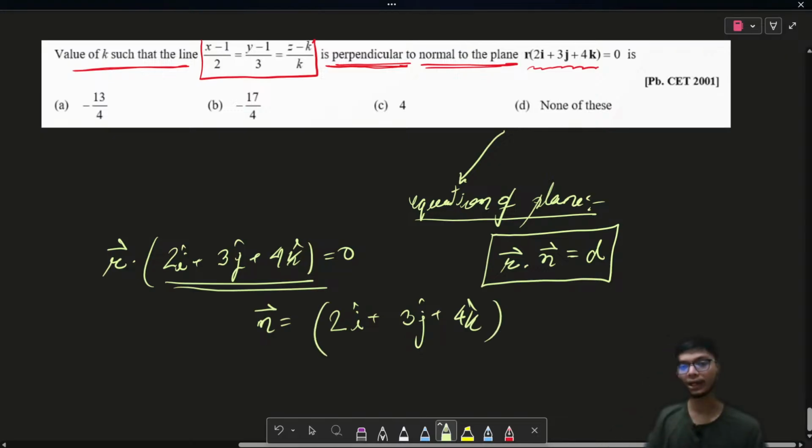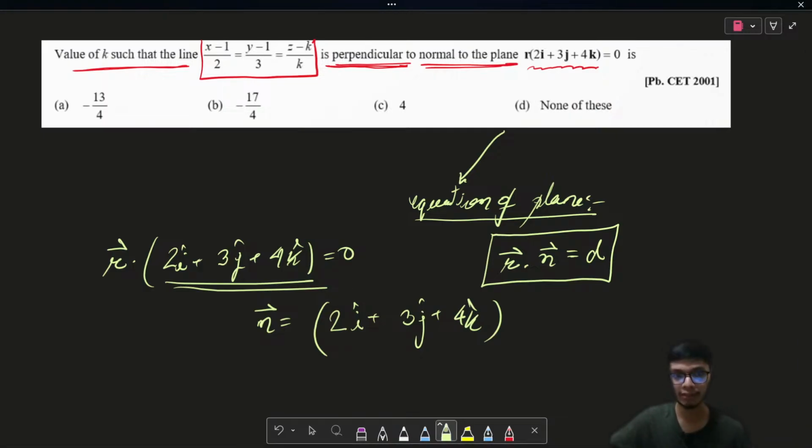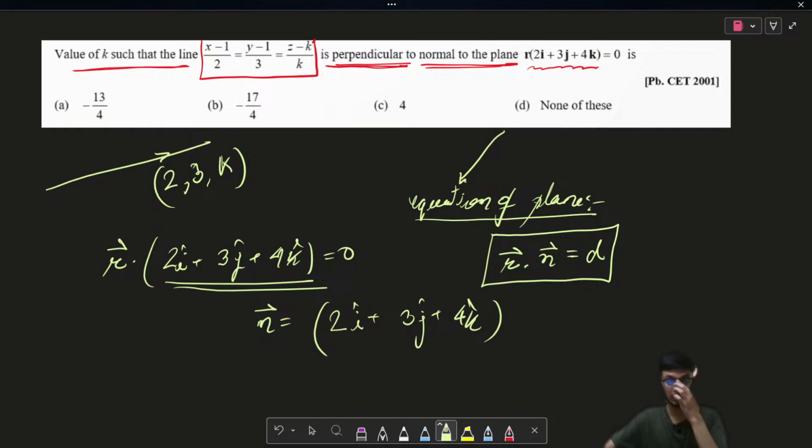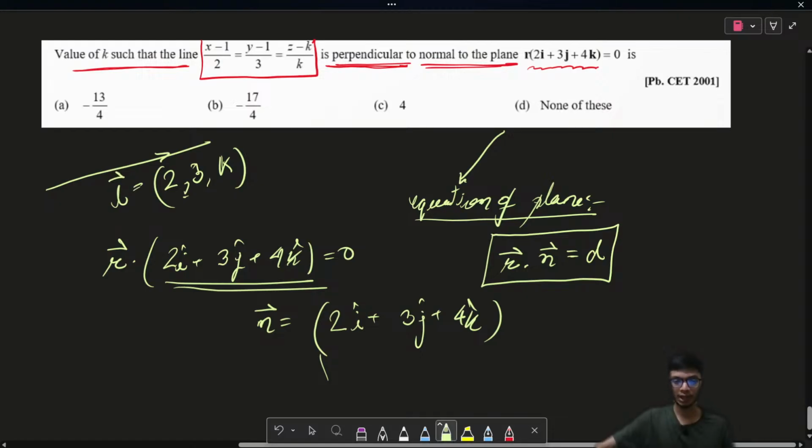Now you have to find the value of k for which the following line will be perpendicular. If you have this line, the direction vector, or the vector which is pointing towards the direction of the line, is given by the direction ratios, which is 2 comma 3 comma k, right? It is said that these two are perpendicular. Let us call this vector L. Now if these two vectors are perpendicular, then I must have their dot product equal to 0.